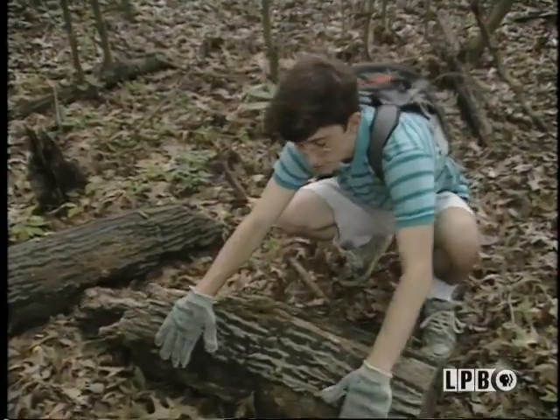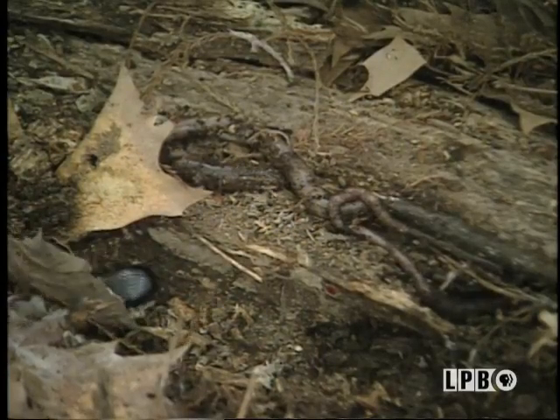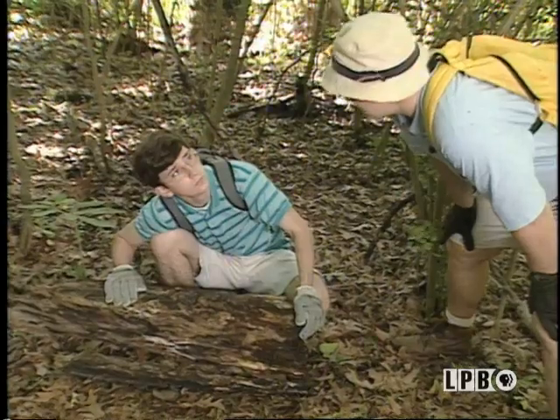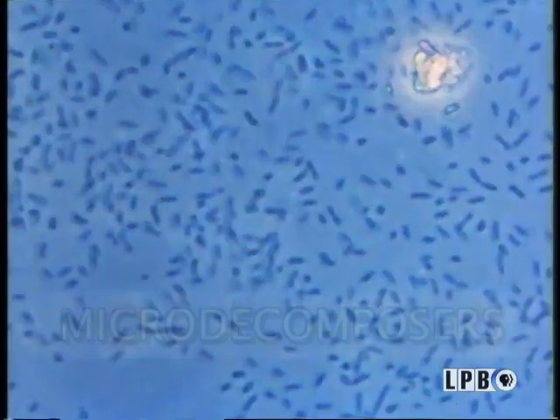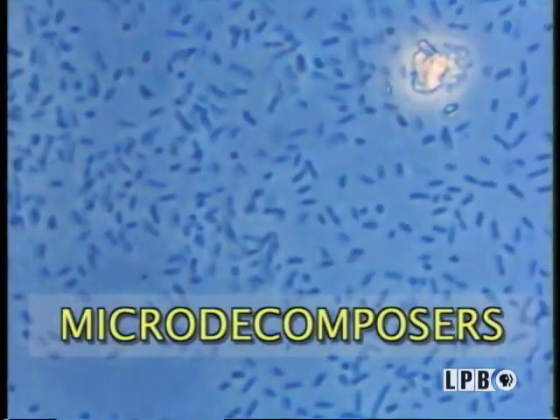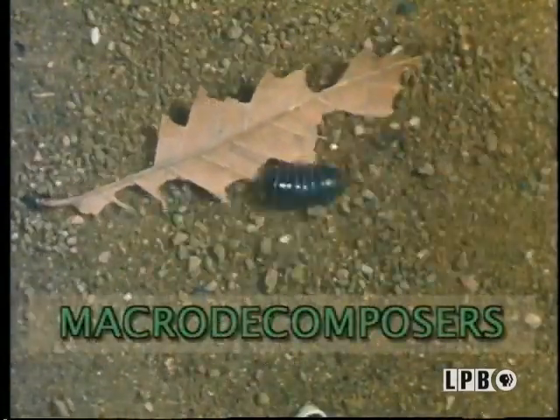You can turn over a rotten log and see macrobiology at work. You're finding the two types of decomposition in one convenient place. Microdecomposers work on the cellular level, and the second type of decomposition involves larger organisms or macrodecomposers.